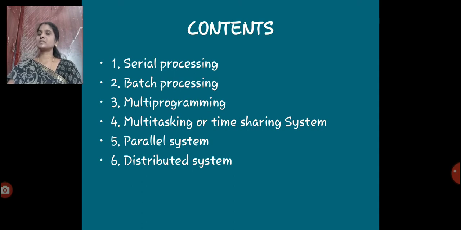As the first step, we see the serial processing operating system. And the second one, we see batch processing. Next, we see multiprogramming OS. Then we see multitasking OS or multi-time sharing OS. Number 5, we see parallel system. Number 6, it is distributed system.